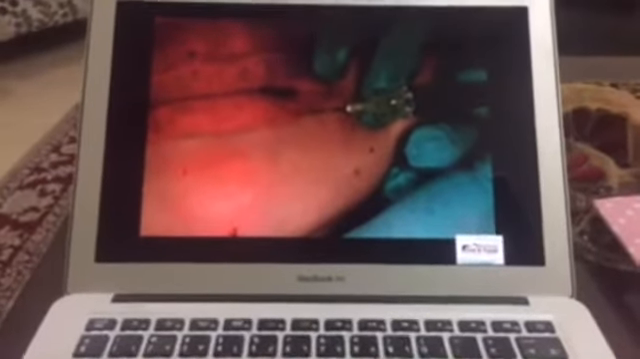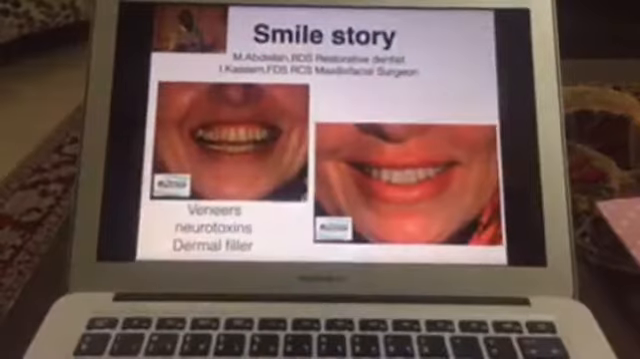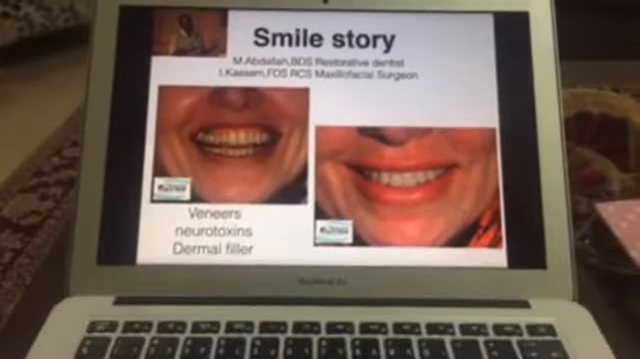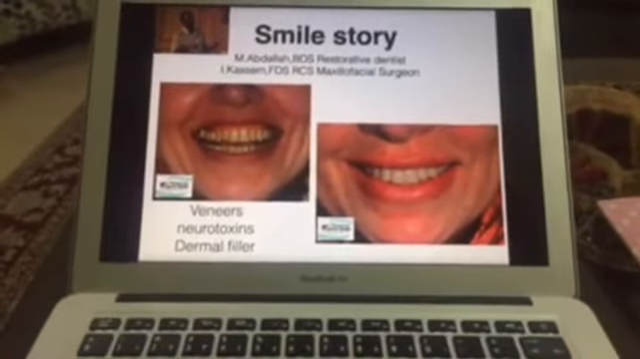Also, I have to do the lower lip. In all cases, you have to do the lower lip. Why? To make the balance between the upper and lower lip. This is after. Let the patient smile like this. Very beautiful smile. And this is the end of our work.